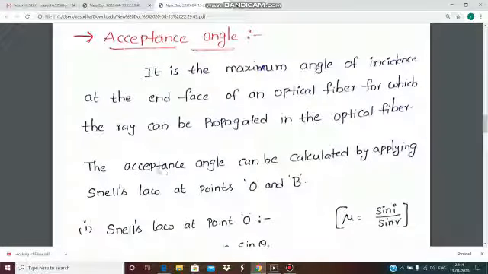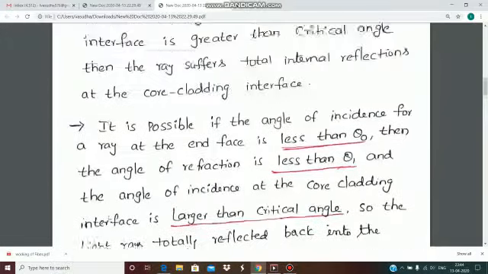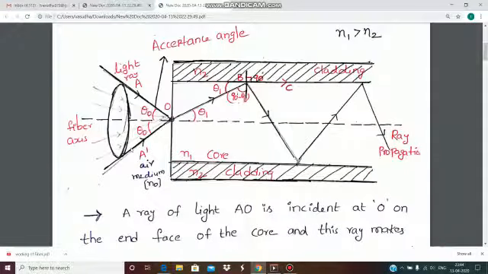How do we calculate the acceptance angle? By using Snell's law at two different points. What are these two different points? One is at point O, another one is at point B. So we know what Snell's law is: mu equals sin i by sin r.